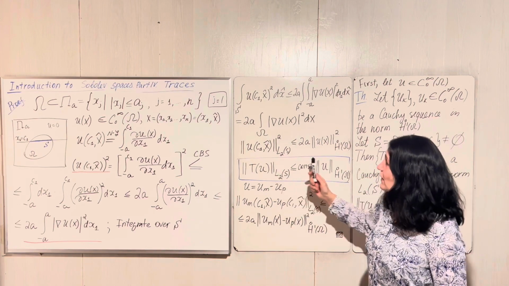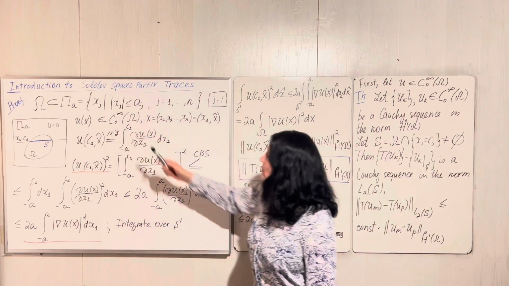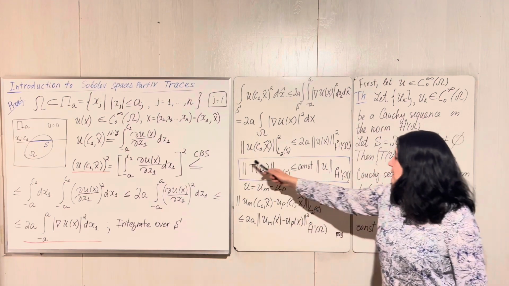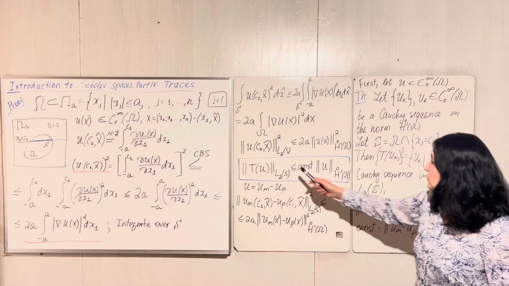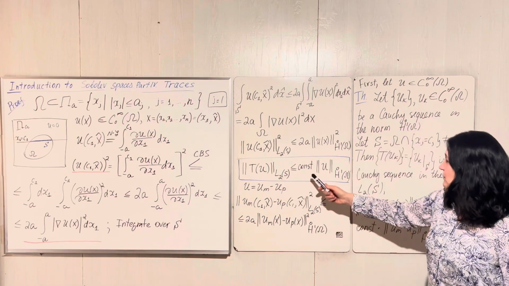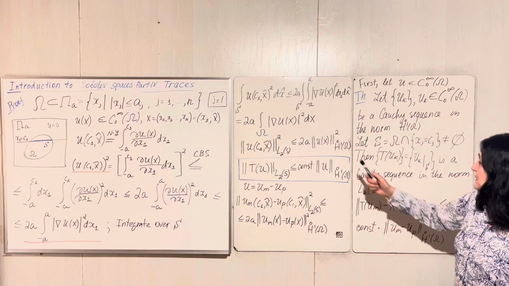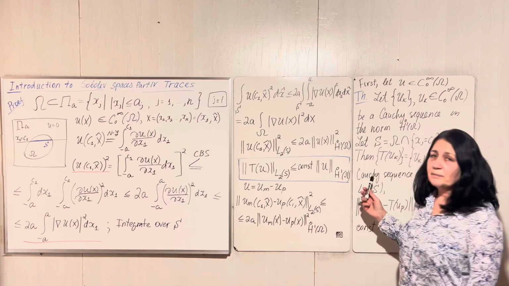So for any function u from C0 infinity, we have that the L2 norm of its trace is less or equal than a constant times its H1 0 norm on omega.